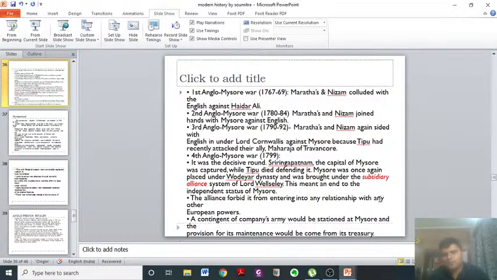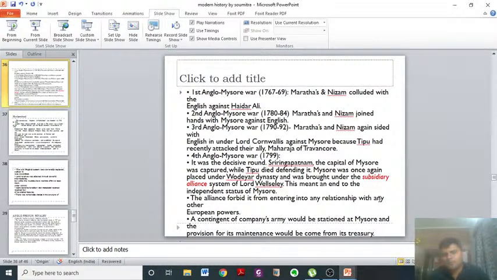And Tipu Sultan died. The Treaty of Seringapatam was a treaty signed with the ruler of the Wodeyar dynasty, who was brought back after Hyder Ali had defeated him and seized power, and was brought under the subsidiary alliance of Lord Wellesley. This meant an end to the independent status of Mysore. A contingent of the company's army would be stationed. Now again, I will tell you about the subsidiary alliance system.